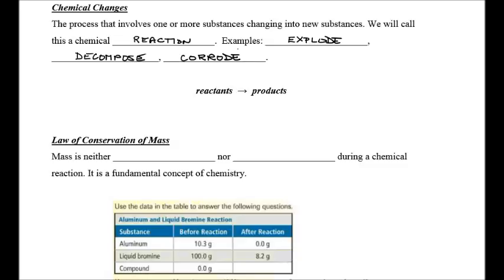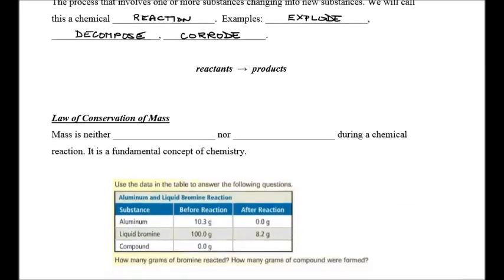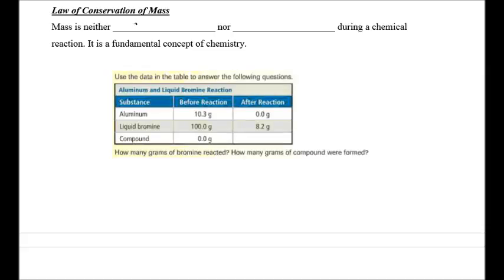Chemically, in an equation, we say reactants, that which reacts, will turn into products, that which is produced. During any chemical reaction, there is a law of conservation of mass. Mass is neither created nor destroyed during a chemical reaction. It is one of our fundamental concepts of chemistry.